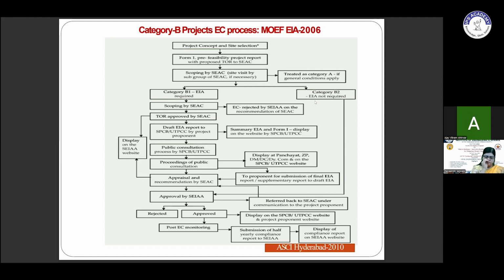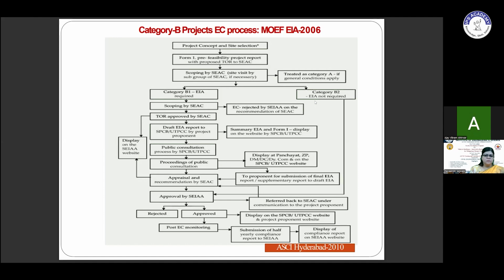So if any project is approved by SEC, SIA can reject that proposal. And then TOR approved by SEC. Then next is draft EIA report submitted to State Pollution Control Board by project proponent. Summary EIA and Form 1 are displayed on the website of the State Pollution Control Board. Then next is public consultation or public hearing. Then next, that committee will recommend the project approval.